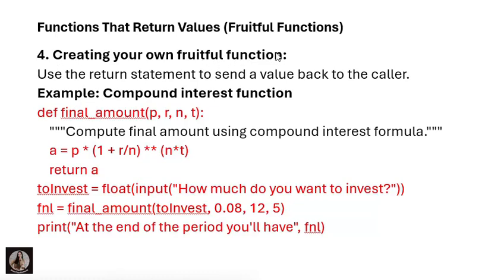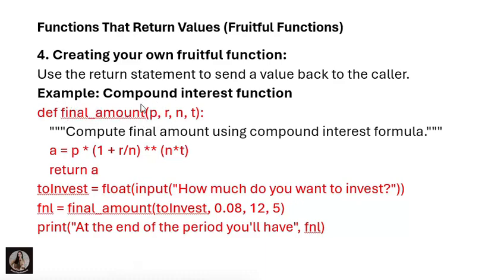Creating your own fruitful function. You have to use the return statement to send a value back to the caller. For example, a compound interest function. To find the compound interest, we need P, R, N and T. Here we define the function name, final amount.